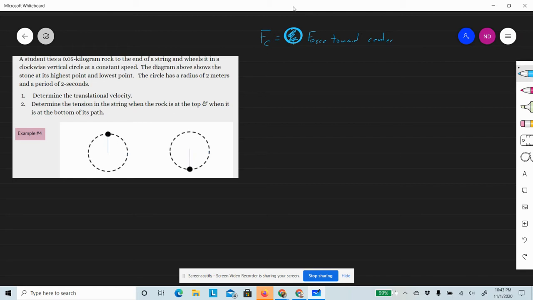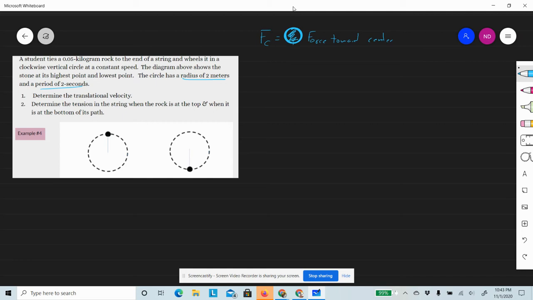All right, so what do we got here? A 0.05 kilogram rock is at the end of a string and is being wheeled around in a clockwise vertical circle at constant speed. The diagram above shows the stone at the highest point and at the lowest point. The circle has a radius of 2 meters and a period of 2 seconds. So those are the important things: radius of 2 meters, period of 2 seconds. That means one trip takes 2 seconds.